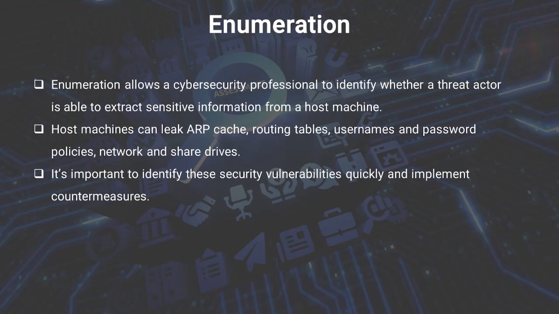Network enumeration simply allows cybersecurity professionals, such as ethical hackers, security researchers, even network security professionals, and penetration testers, to identify whether a threat actor is able to extract sensitive information from a host machine. Many host machines can leak various important details, such as the ARP cache, the routing tables, usernames, password policies, network, and even shared drive information. Therefore, it's really important to identify these security vulnerabilities quickly and implement countermeasures.